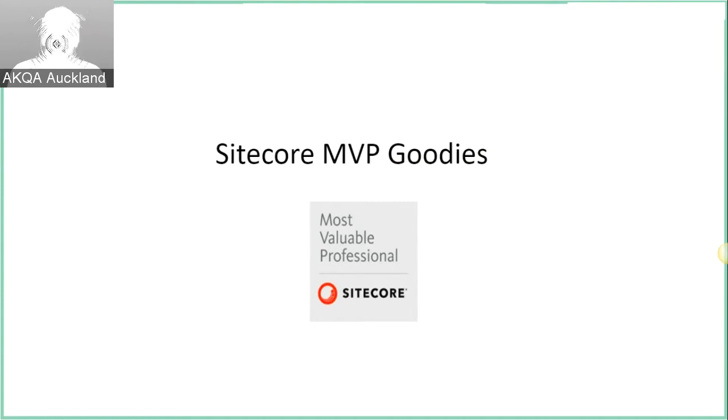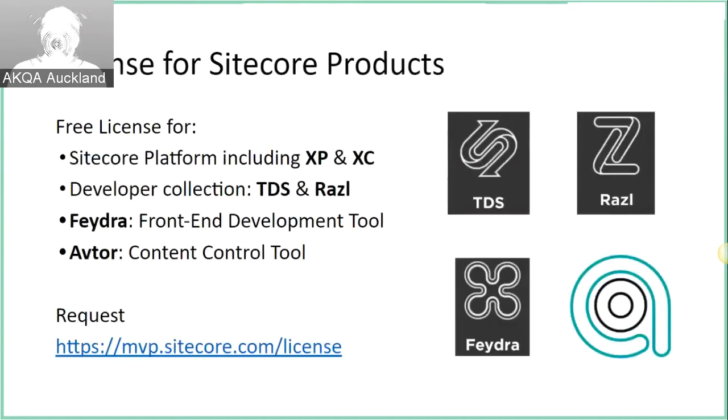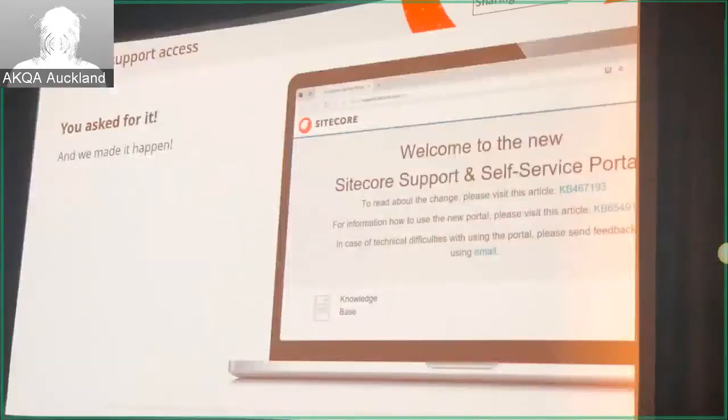I'll just quickly show what the benefits are. Before this, we already had a couple of benefits, but these are extra benefits we got from this year. We can get all the licenses now. Previously, we were getting the XP license, but now we can get all of them because it's all Sitecore tools now: TDS, Razl, Fedra, and others. It will always be for one year, and now we have until Jan 31st, until they announce the next MVPs.